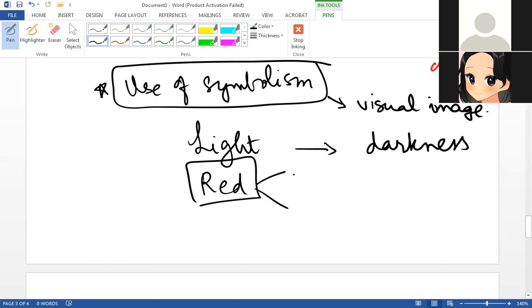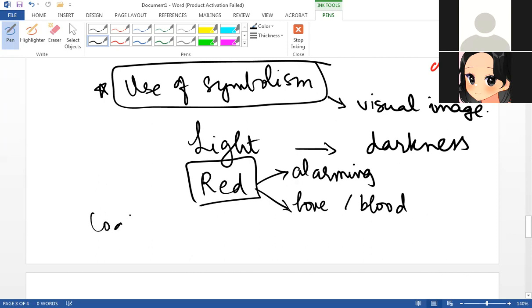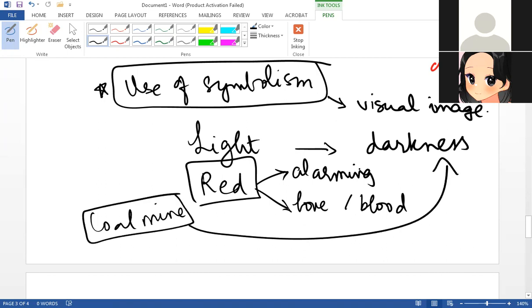And then red color also symbolizes love. In case it symbolizes blood, it can be considered as alarming. So it depends. You have to see, if there is a coal mine, then it will be the symbol of darkness, right? So it's a symbol of hell if someone calls it a hell. So you will be using some of these features.